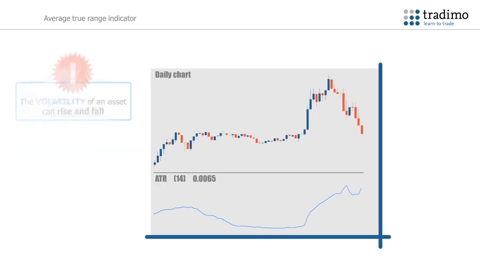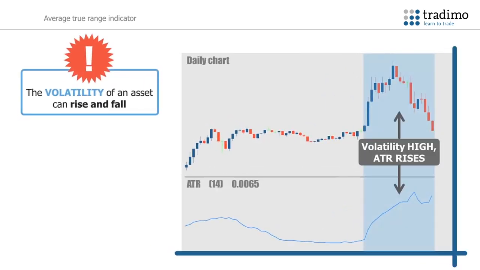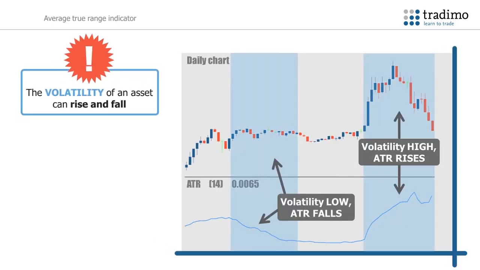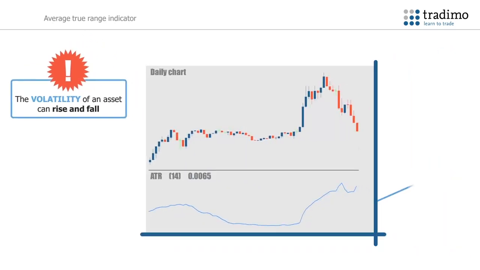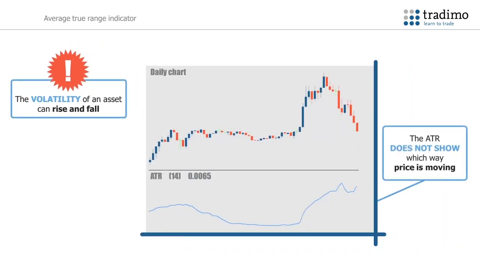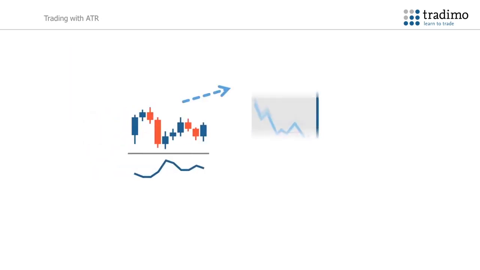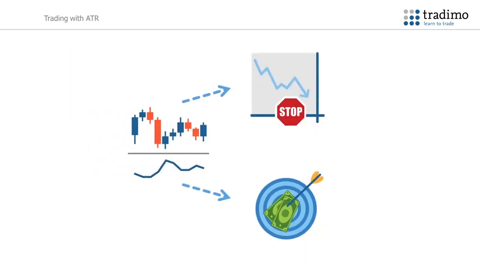Of course, the volatility of an asset can rise and fall. When volatility is high, the ATR line will rise, and vice versa. It is important to remember that the ATR indicator does not show you which way price is moving. You can use the ATR indicator to determine how far from your entry a stop loss or profit target should be placed.